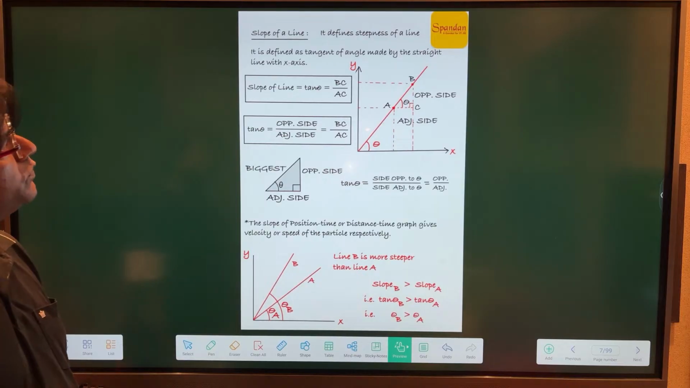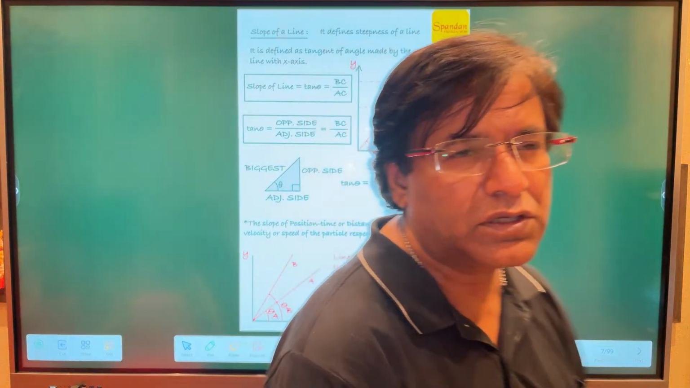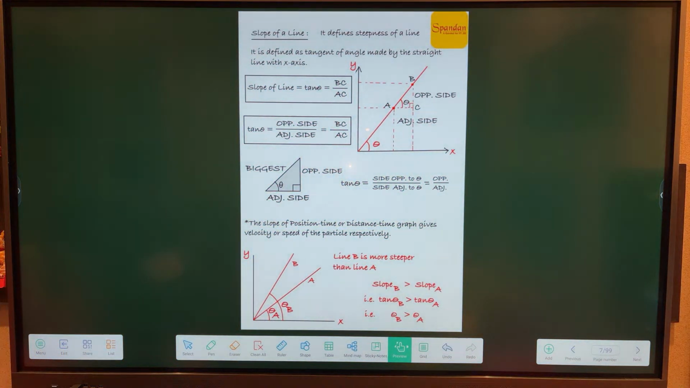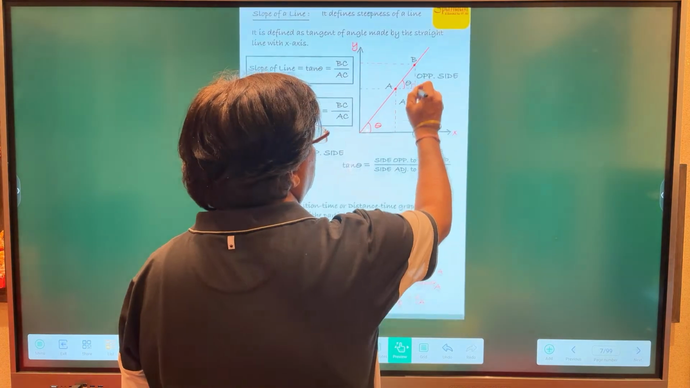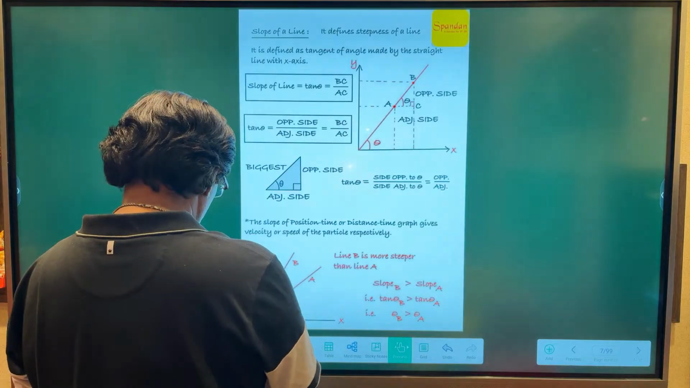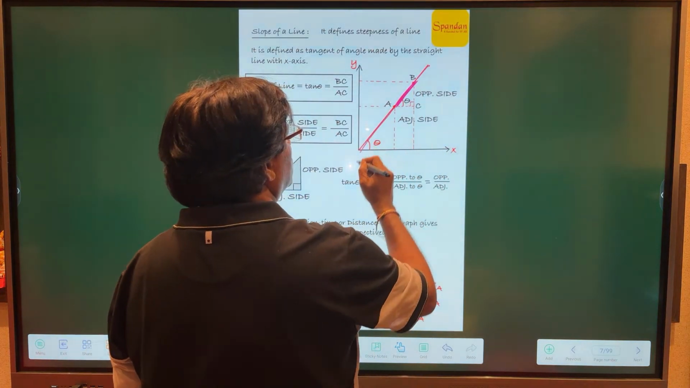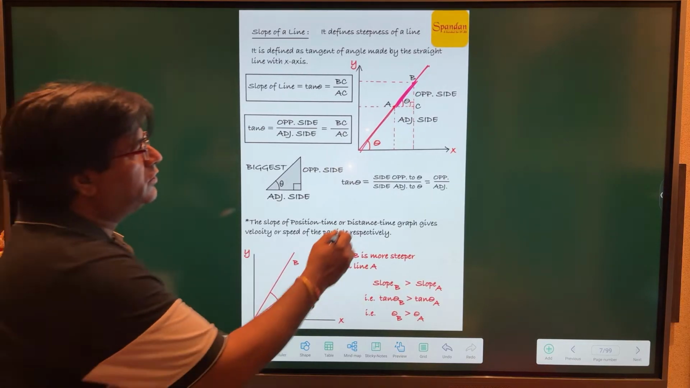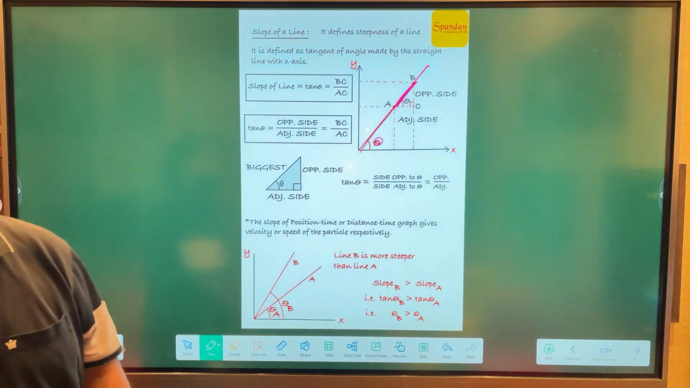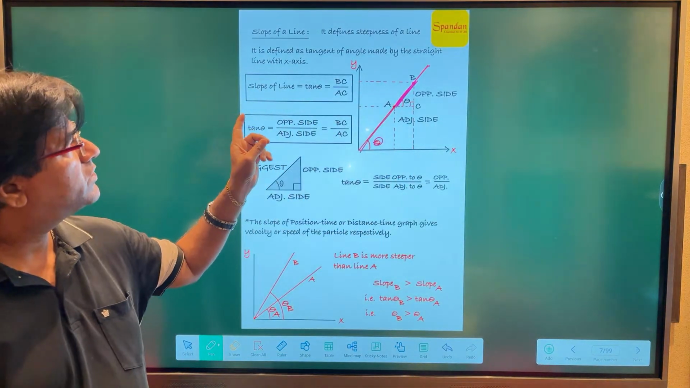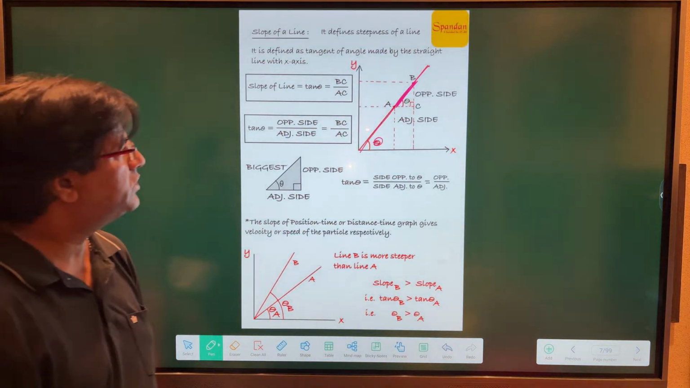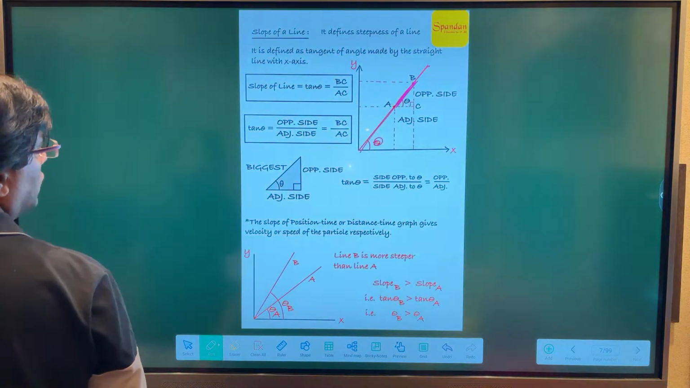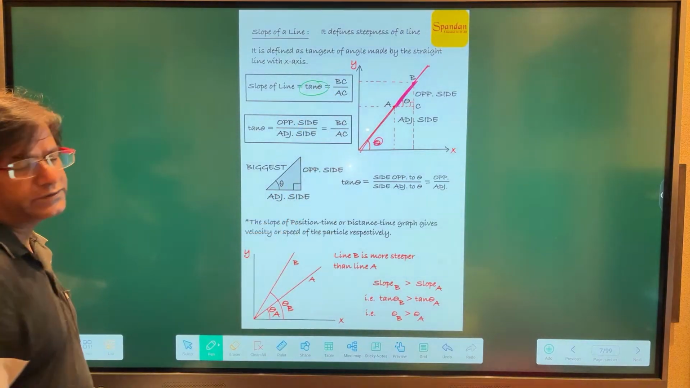So slope of a line, ये कैसे पता करते हैं? How can we find the slope of a line? We will see how much rise we are taking, that is say BC, and how much distance we are moving. So suppose we have to find the slope of this line. The slope of a line is defined as the tangent of the angle theta made with the x-axis, right? It is called tan theta for short. The slope of a line is defined as tan theta, right?